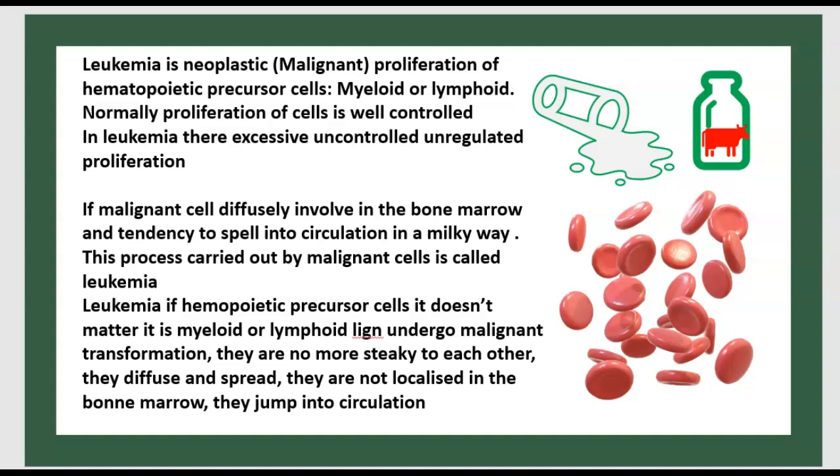Leukemia arises from hematopoietic precursor cells, and it doesn't matter whether it is the myeloid or lymphoid line. If they undergo malignant transformation, they are no longer sticky to each other. They diffuse and spread. They are not localized in the bone marrow. They jump into circulation.